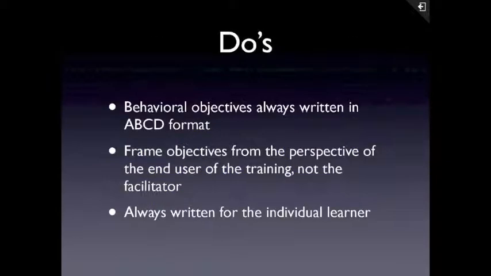All right, so do's when you're writing these objectives. Your behavioral objectives should always be written in the ABCD format. You should frame the objectives from the perspective of the end user of the training, not the facilitator. Now, I would like to see "the student will." And this part combines do and don't a little bit, but always write for the individual learner. Even though you've got a group of students, in most cases you write the objective as if it's to an individual learner, even though it applies to all learners.